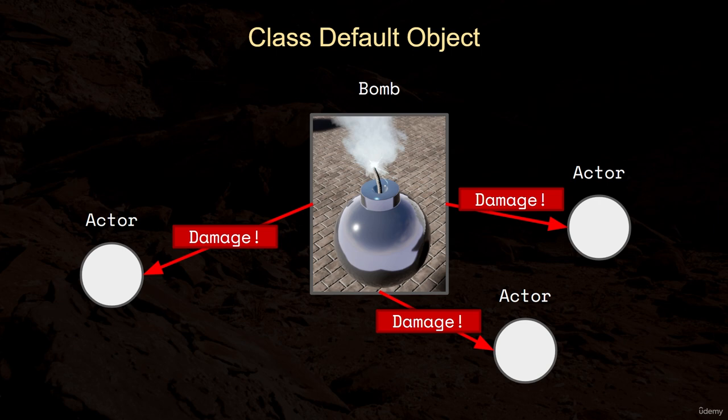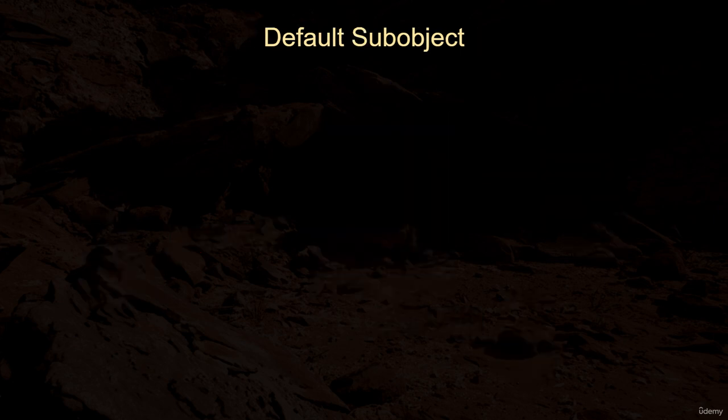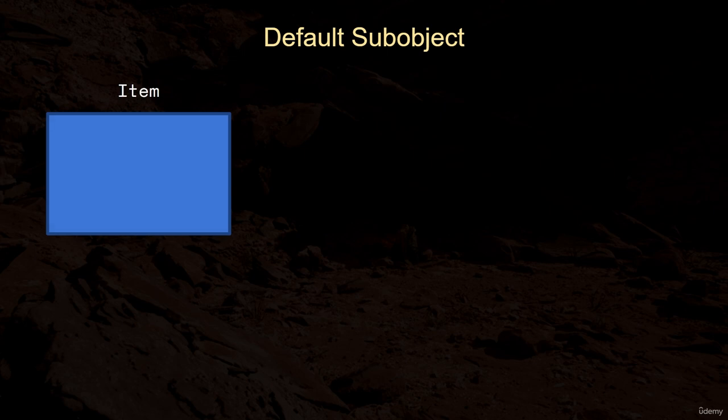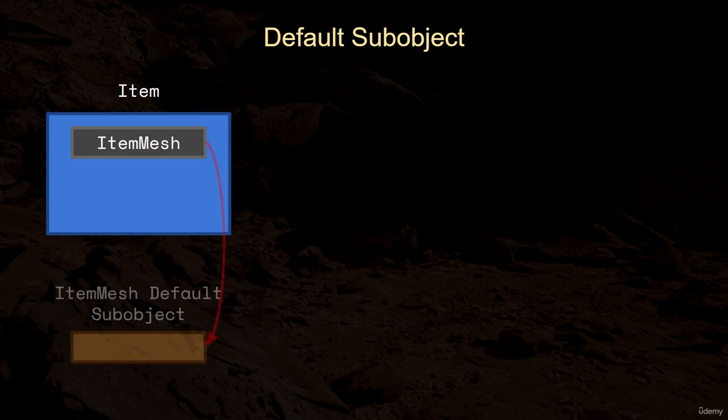Now, the reason we're bringing up this class default object is because a similar process happens for components. Let's say we have our item class, and we add a component called item mesh. Well, to add this component, we have to create a default subobject for this component. The default subobject behaves much like a class default object, only it's for the component itself, and it contains all the default properties for that subobject. In Unreal Engine, components are subobjects of their owning actor, remember?